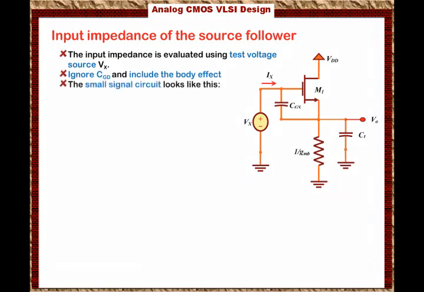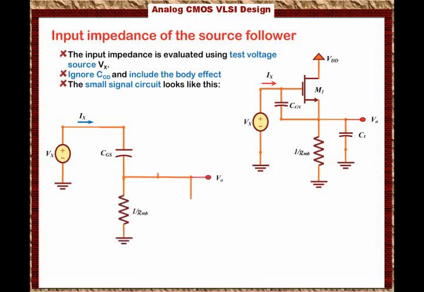Basically, if you draw the small signal model, it will look kind of simple here. We have Vx connected to the capacitance, which is Cgs, and then at the source, which is the output, we have 1 over gm and we have CL, and from the drain to the source we have gm VGS. We neglected the effect of small ro because small ro is going to be in parallel with 1 over gmb.